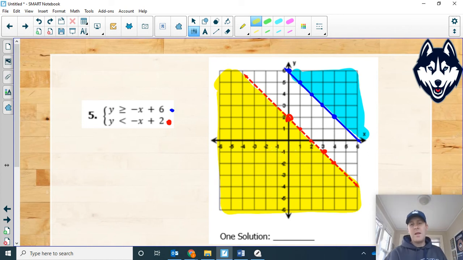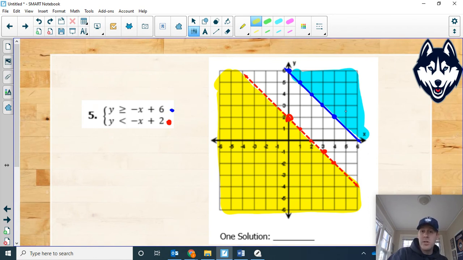All right. Now you see the problem though. When I do that shading, there isn't an overlapped region because we have two lines that are parallel to each other, which means they don't intersect, and they're shading away from each other. So since there isn't an overlapped region, there is no point that will be a solution to both inequalities.